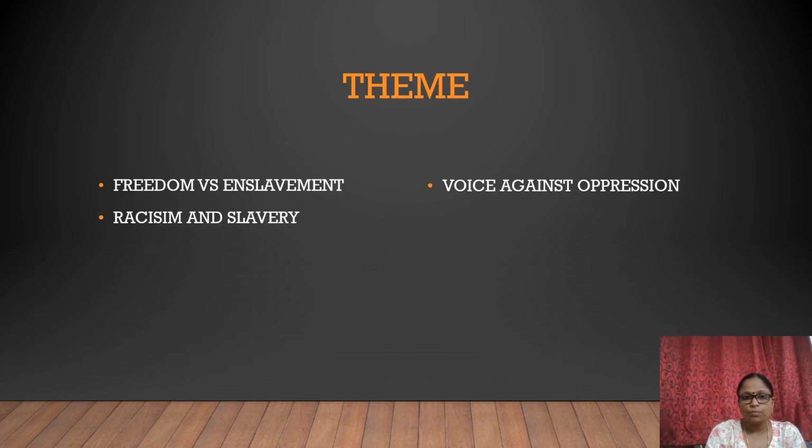The themes of the poem: freedom versus enslavement, racism and slavery, voice against oppression. So these are the themes highlighted in the poem, I Know Why the Caged Bird Sings. When a question is asked about theme, these are the key answers: freedom versus enslavement, racism and slavery, voice against oppression. And you are asked to write a justification or an explanation about each theme. If it is a 4 marks question, write 2 points, each with 1 justification.